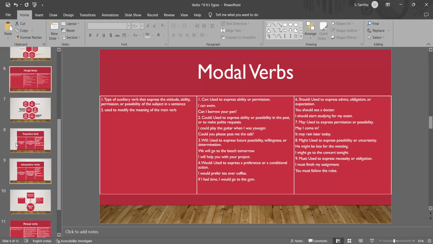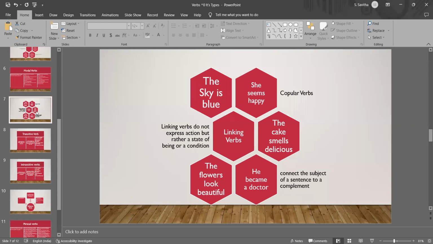So the next one is linking verbs. What are linking verbs? Linking verbs can also be called copular verbs. They are the verbs that connect the subject of a sentence to a complement, which is usually a noun or pronoun or adjective, which can rename or describe the subject. So linking verbs do not express action, but rather a state of being or a condition.